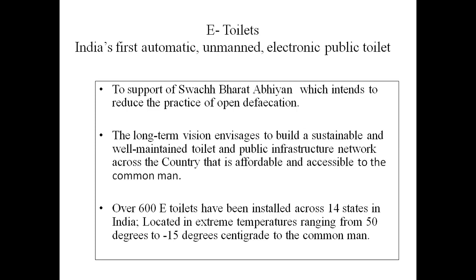Now, next come to e-toilets. It is India's first automatic unmanned toilet, which means there is no manpower required to maintain these types of toilets, and it is totally automatic. These are electronic public toilets, maintained by electricity. These are made in support of Swachh Bharat Abhiyan, which intends to reduce the practice of open defecation.